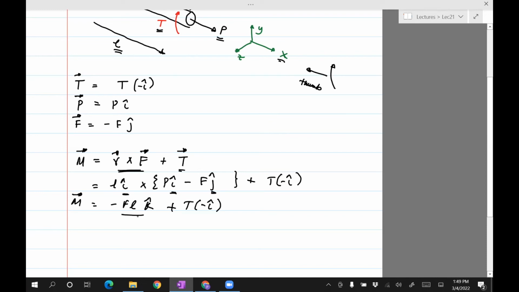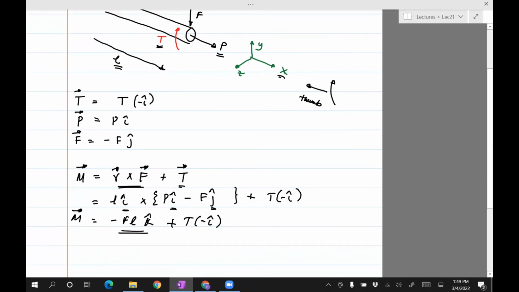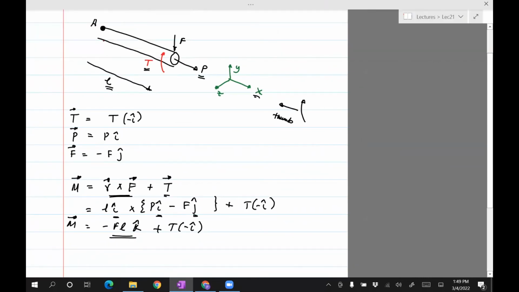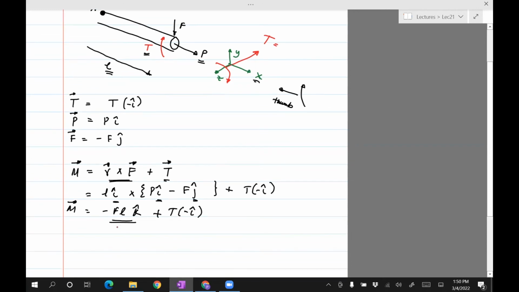You would have two moments. One is FL k, which, since it's in the negative k direction, is going to be this way, and your thumb should point in this direction. So that's T. What do they call that? MZ. Okay, I'm out of time. MZ equals minus FL. Just put FL k because I already took care of the direction there. FL. Okay, so that's the moment.